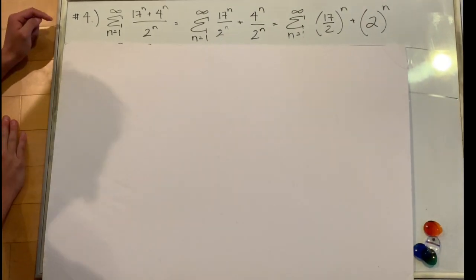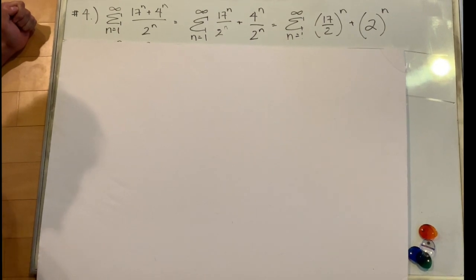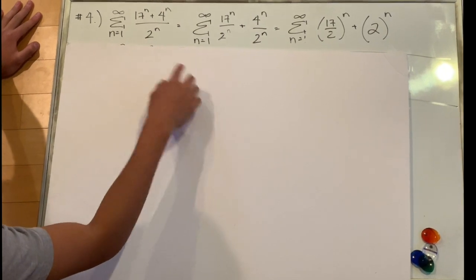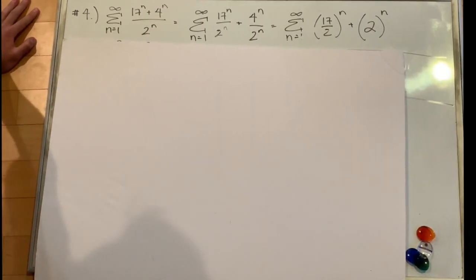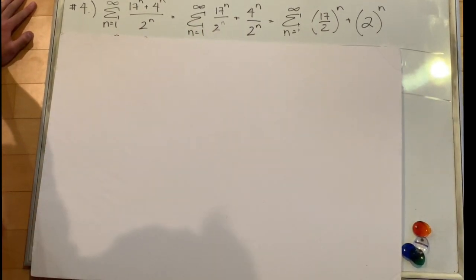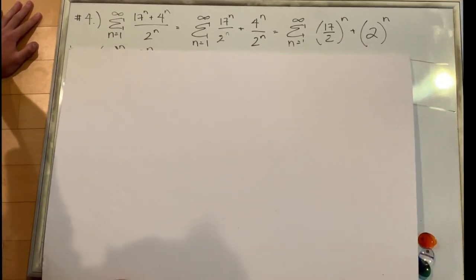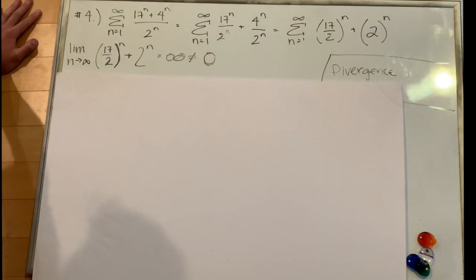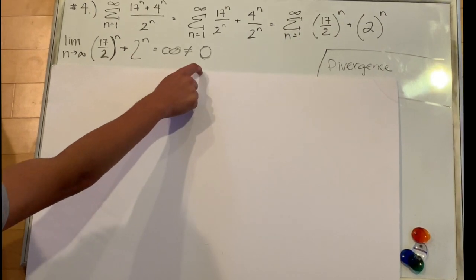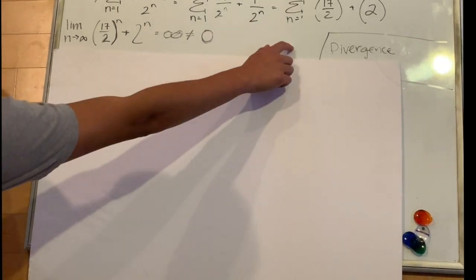So next we're doing number 4, which is the sum from 1 to infinity of 17 to the n plus 4 to the n over 2 to the n. The first step we can do is to simplify that equation, which puts 2 to the n over each part, which gives you 17 to the n over 2 to the n plus 4 to the n over 2 to the n. Then we can combine into like fractions because they have the same exponent, which gets you (17 over 2) to the n plus 2 to the n. We can take the limit of that as n approaches infinity, which gets you infinity plus infinity, which doesn't equal 0. Since we took the limit as n goes to infinity, it's the divergence test.